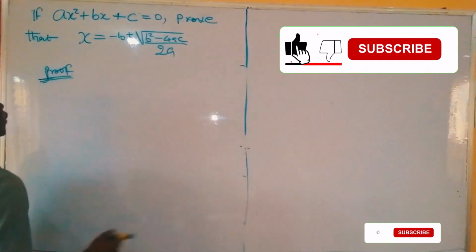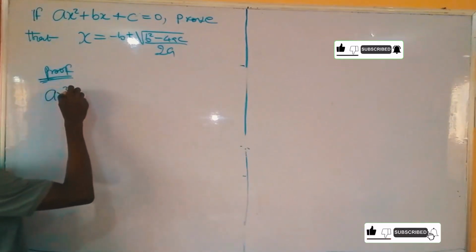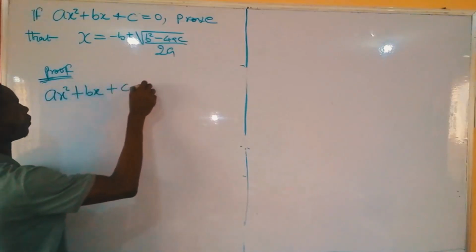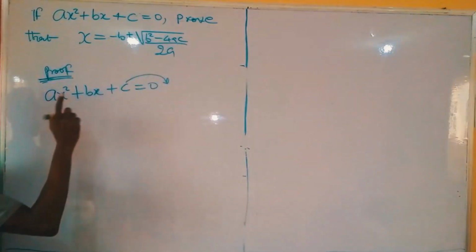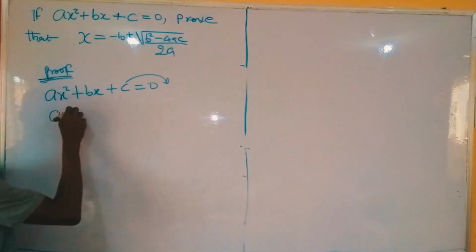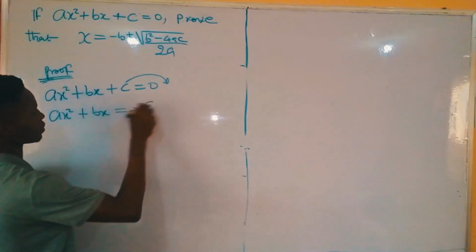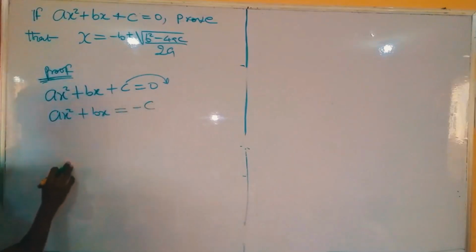Now, straight to the point. The first step is rewriting the quadratic expression. So we take c this way, it becomes negative. So we have ax squared plus bx is equal to minus c. Remember, c is a constant.